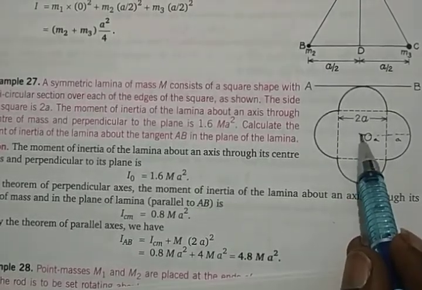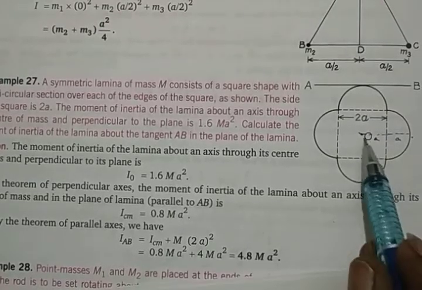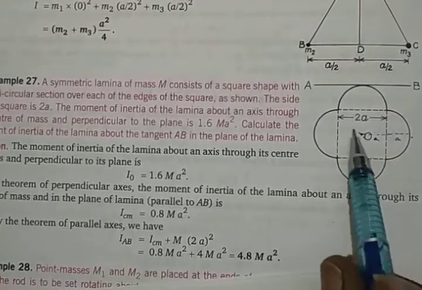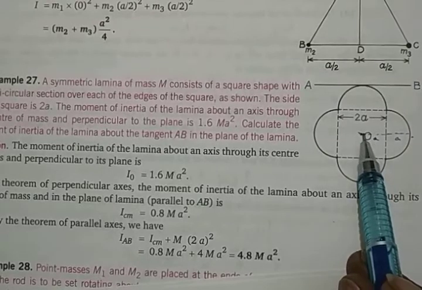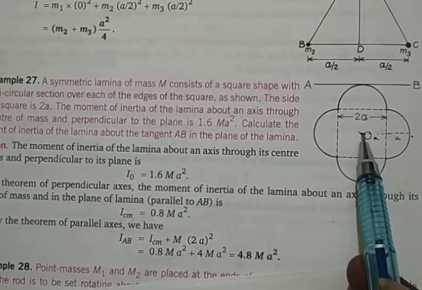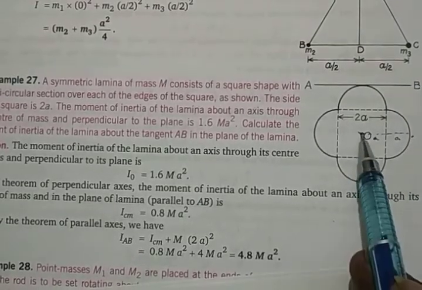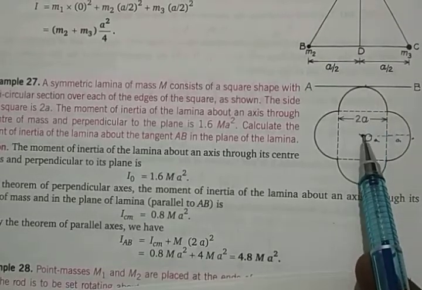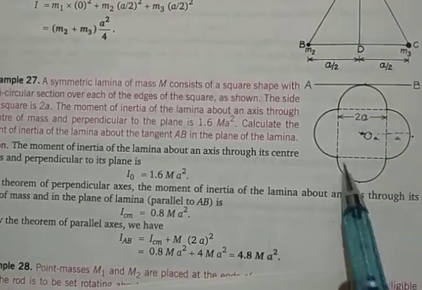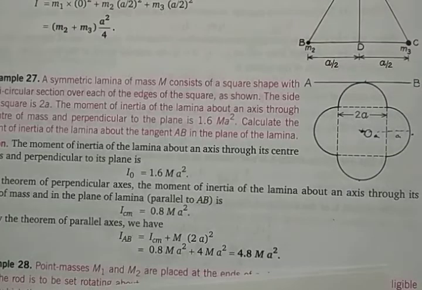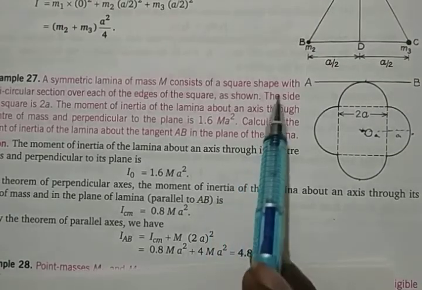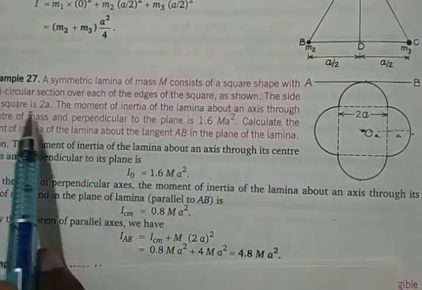Okay. So from here to the edge it is 2A. If this is 2A, from the middle to the end is 2A. From here to here is 2A. From here to here is also 2A. So this distance is also 2A. And here also it's 2A. So please make that understanding clear. The side of the square is 2A.